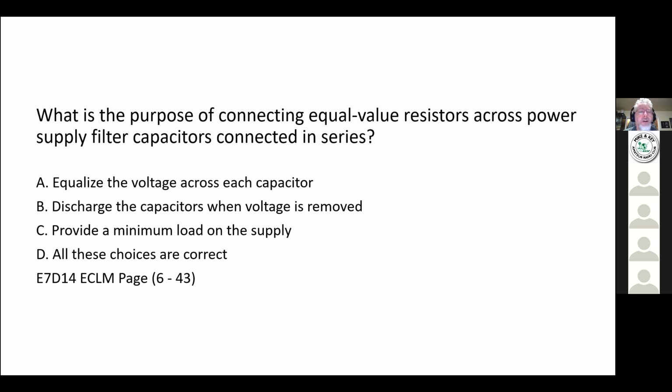What is the purpose of connecting equal value resistors across power supply filter capacitors connected in series? A, equalize the voltage across each capacitor. B, discharge the capacitor when the voltage is removed. C, provide a minimum load on the power supply. Or D, all these choices are correct.